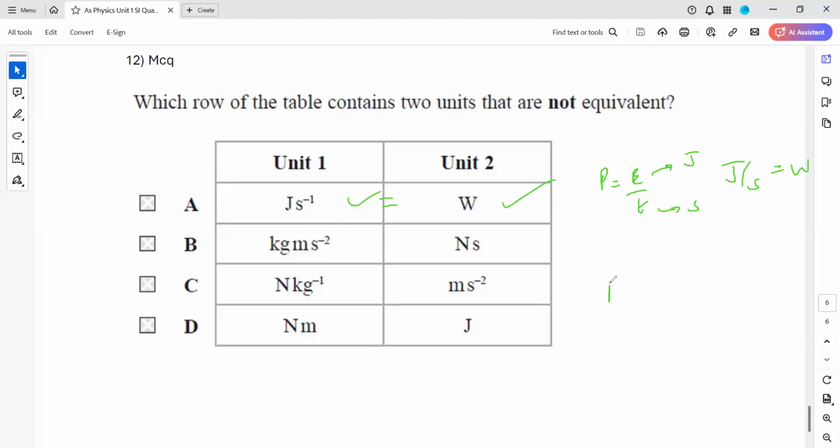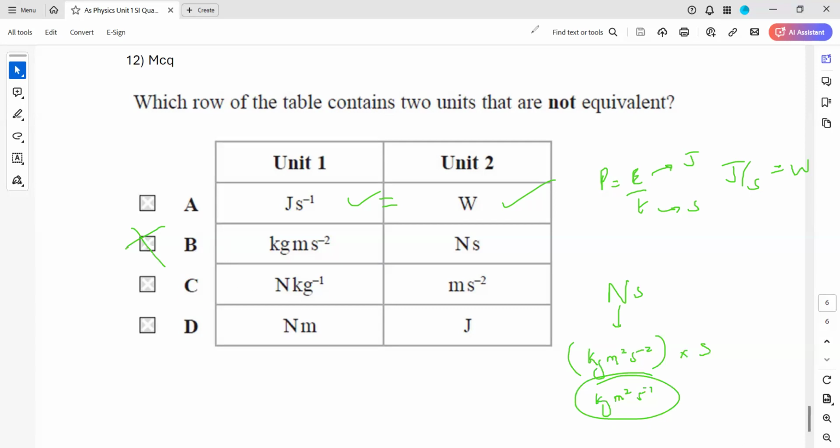Newton second. What is a Newton? Newton is kilogram meter second to the minus 2. Multiplied by second, this will become kilogram meter second to the minus 1. So Newton second is not equivalent to this. That's why B is the right answer.